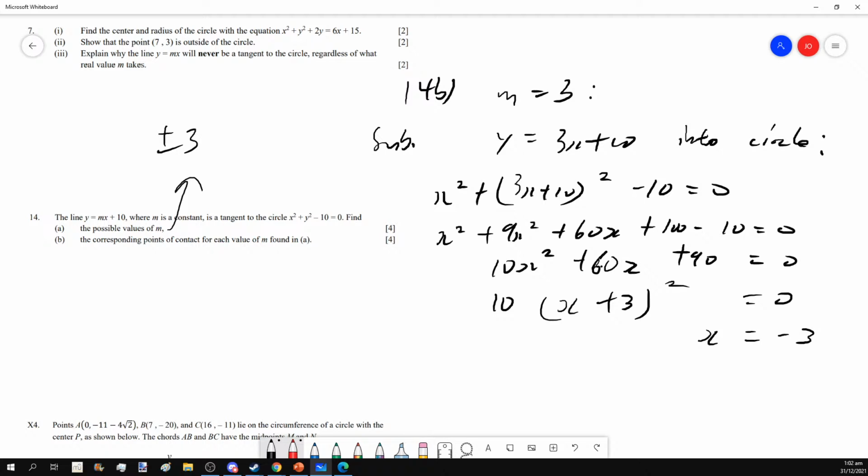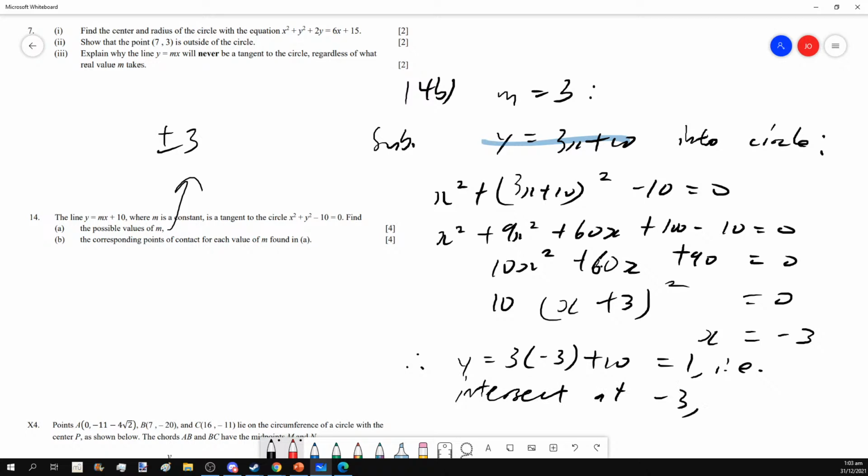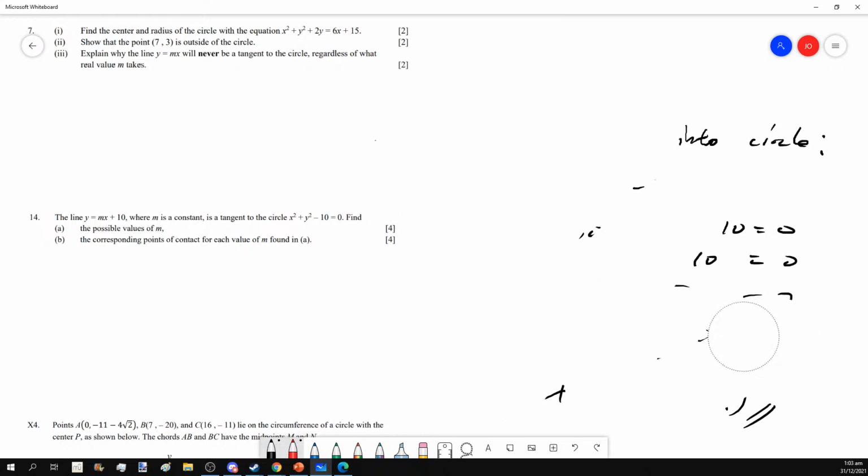And since x equals negative 3, we will have to use the original line here, and this will give us y equals 3x plus 10 equals 1, i.e. we will intersect at (x, y) equals (negative 3, 1), and that will be the coordinates of the point of intersection. The same method can be used for m equals negative 3. I will leave that to you as an exercise for you to do by yourself.